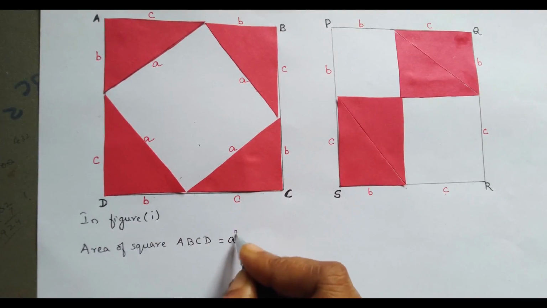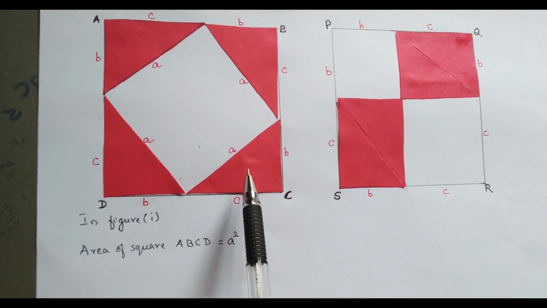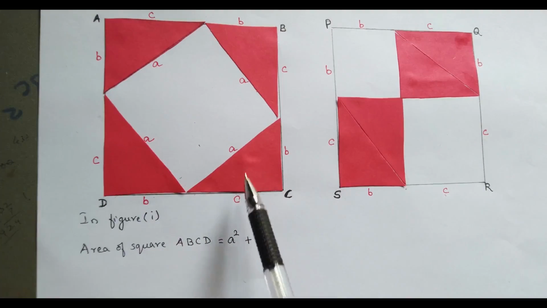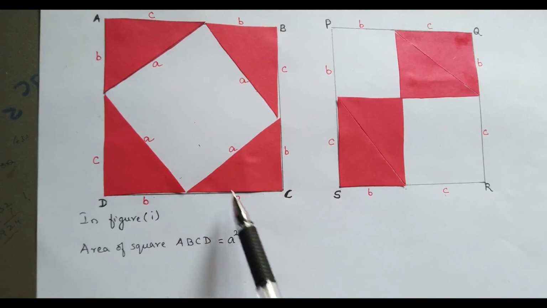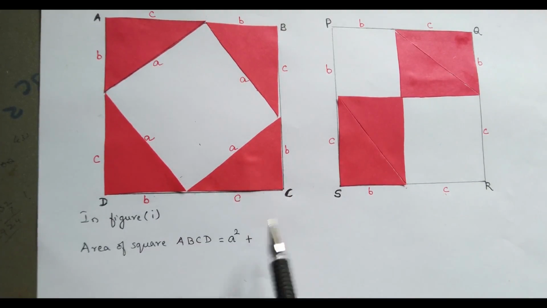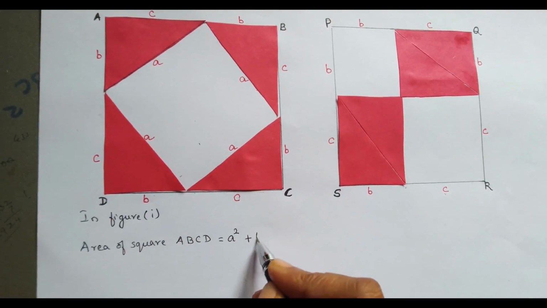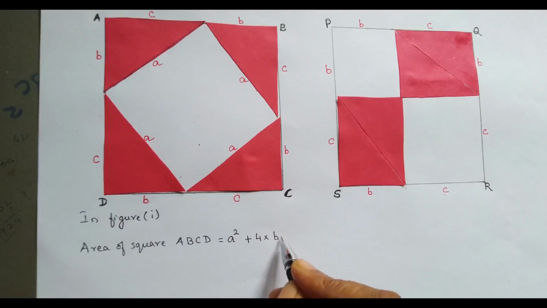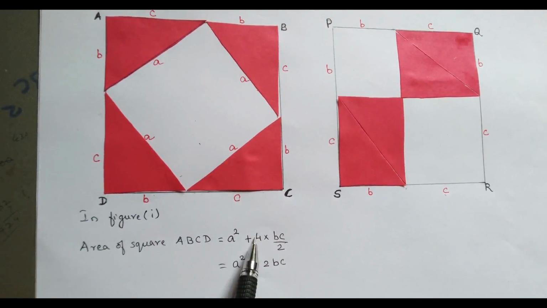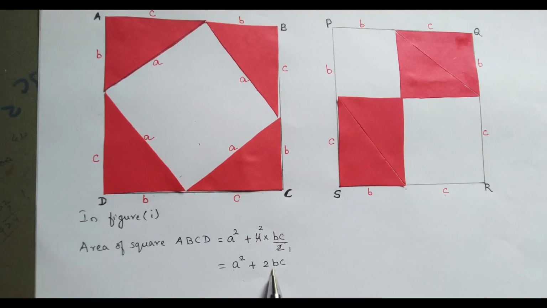So you get A square plus the area of 4 right angled triangles. We had seen the area of one triangle is BC by 2. So the area of 4 triangles becomes 4 multiplied by BC by 2. We can cancel the 2 and the 4. 2 one time and 2 2s are 4. So we get the area of the square ABCD as A square plus 2BC.